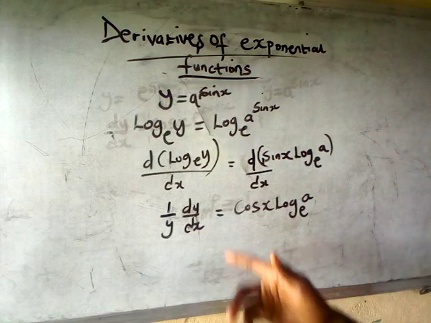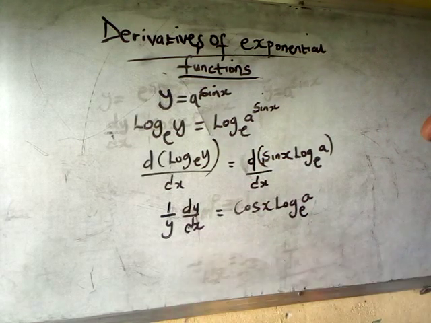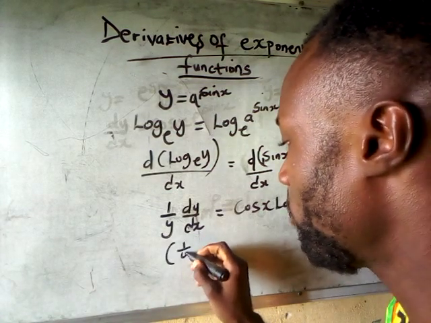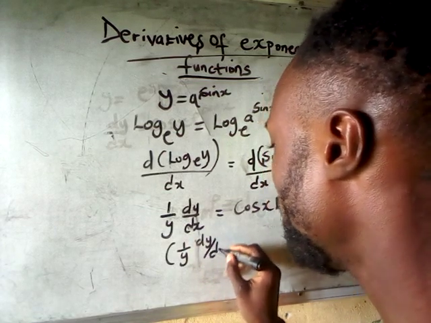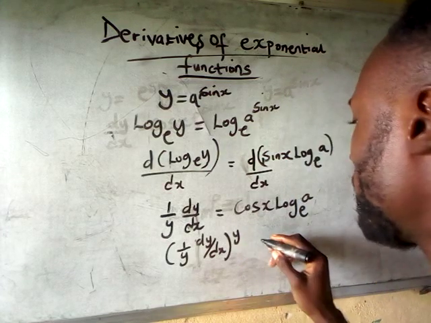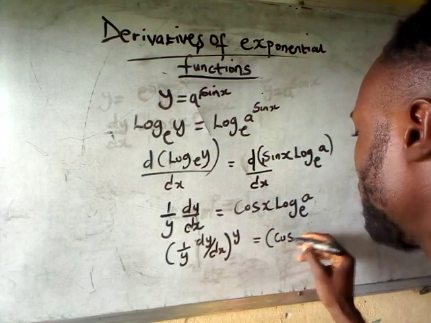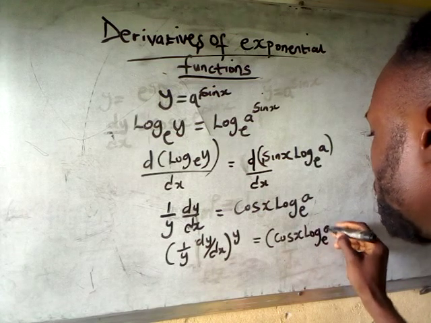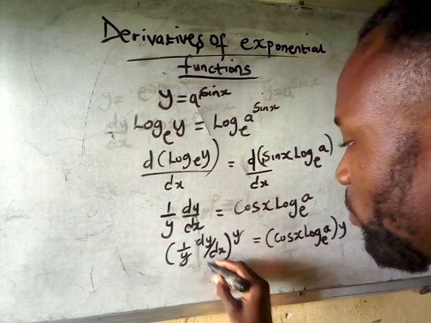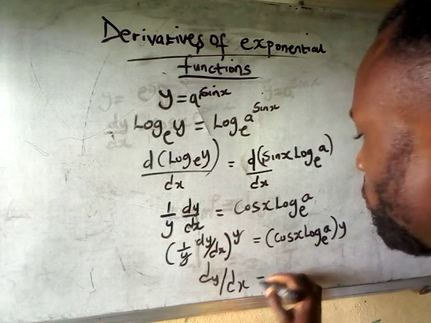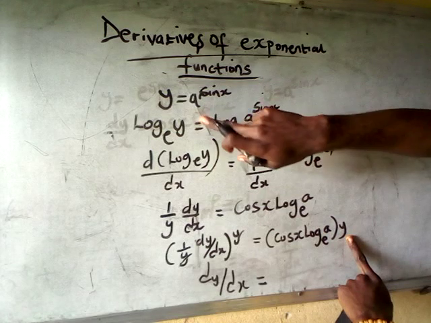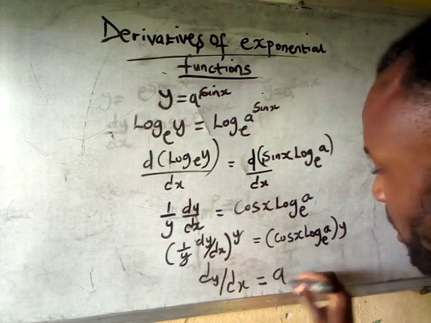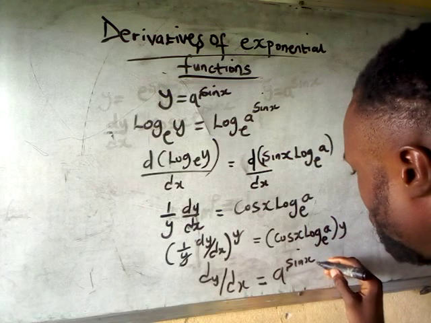So this is not the answer. The next step, when we reach a stage like this, is to multiply both sides by y. That will be 1 all over y dy dx times y is equal to cos x log a times y. So this and this cancel, and we are left with dy dx is equal to, have you seen this now? I will change my y to the question given, because y in the question given is a raised to power sine x. So here turns to be a raised to power sine x, times cos x log a.